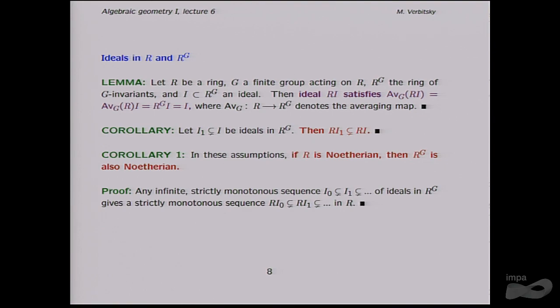If that is true, then noetherianity is clear, because what is noetherianity? A ring is Noetherian if any chain of ideals stabilizes. But if we have an embedding, then it stabilizes. How to do that? There's a lemma. For that, I will use the averaging map.